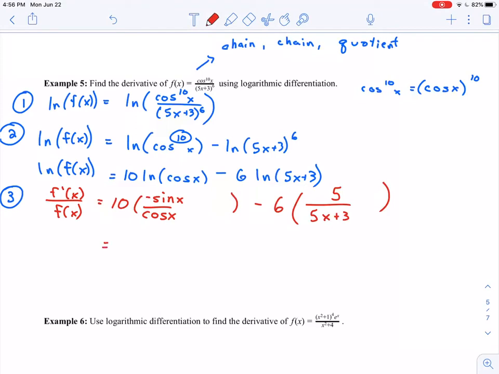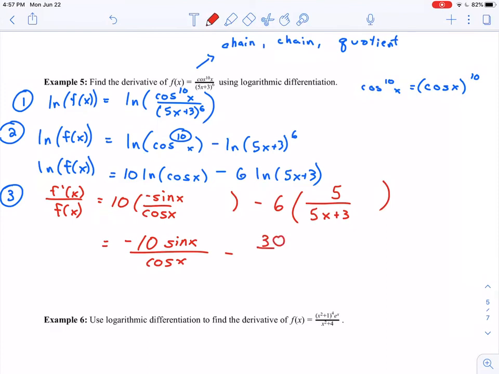You know, maybe we say that this is negative tangent. Honestly, I don't even know that I would bother. I might just say, well, this is negative 10 sine of x divided by cosine of x, minus, okay, well, 6 times 5, I know that's 30, that's 30 over 5x plus 3, but I wouldn't bother trying to find a common denominator or anything like that. I would probably just leave it as it is, but we're not done here.